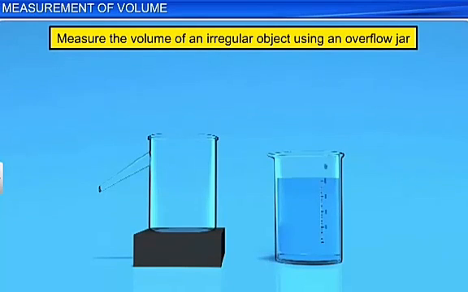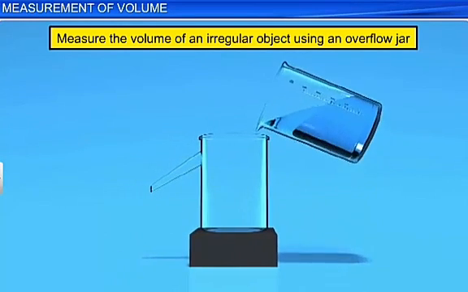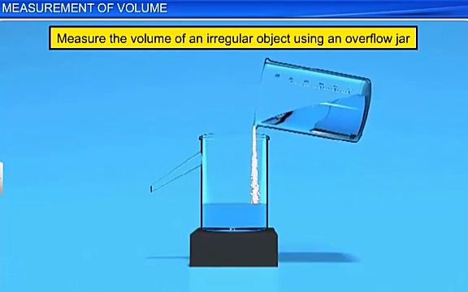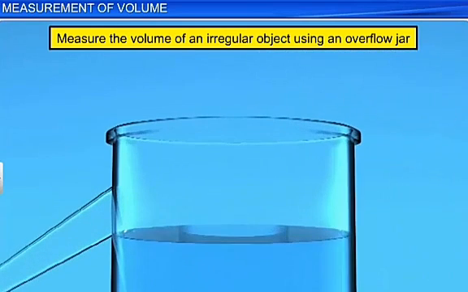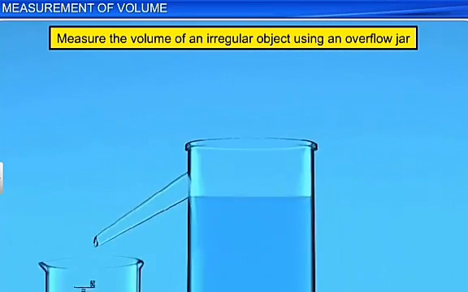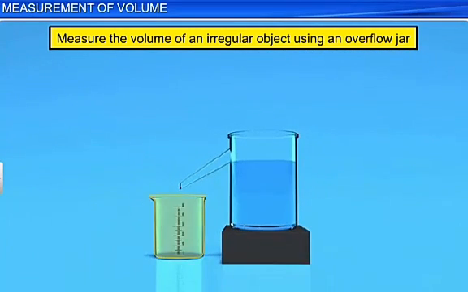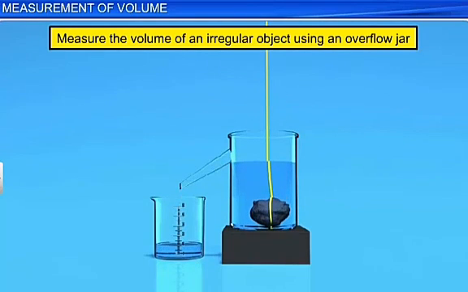An overflow jar consists of a vessel with an outlet or spout. Fill the overflow jar with water till the level of the water reaches the spout. Take a measuring cylinder and place it below the spout of the overflow jar. Now, tie the given irregular object to a thin long thread. Gently lower the irregular object into the overflow jar.